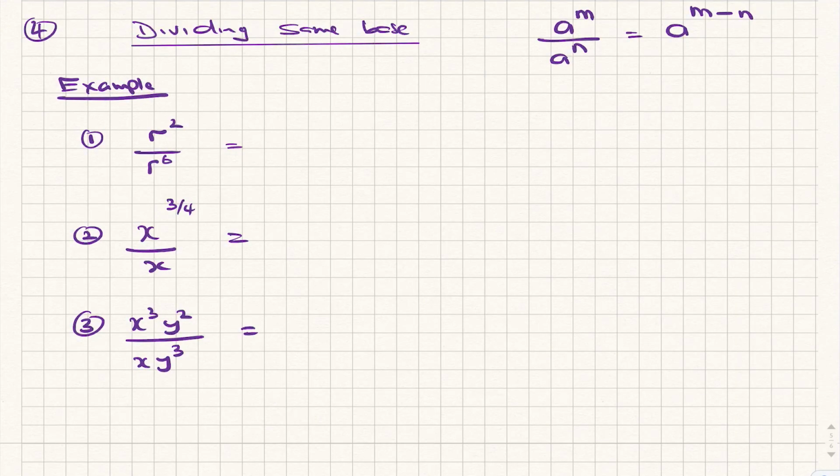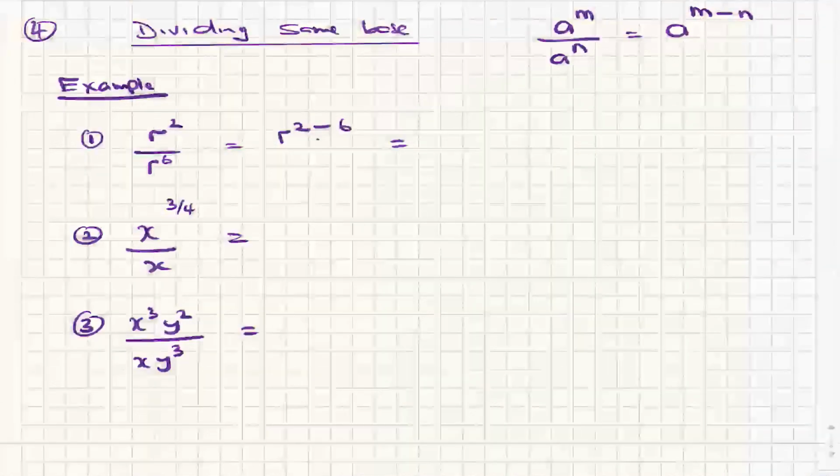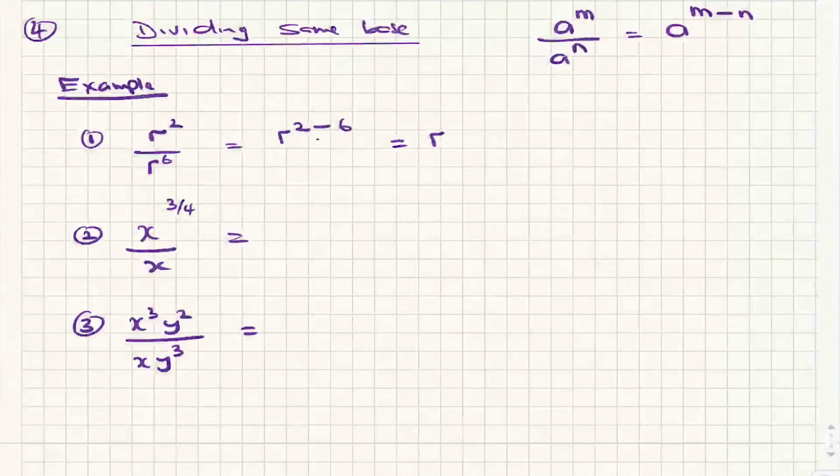Right, so I'm hoping you've done them. Now that you're back, so we get r squared minus 6, and that becomes r to the power minus 4, which is, well, 1, because it's a negative power, 1 over r to the power of 4. So that will be the answer.